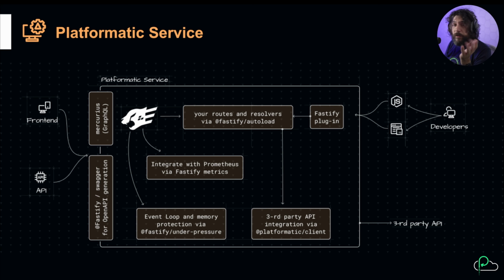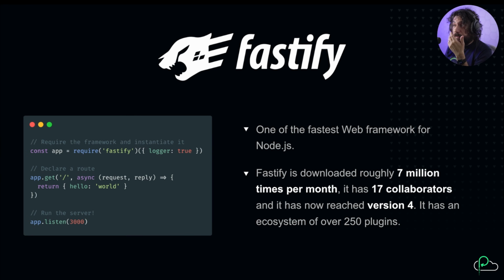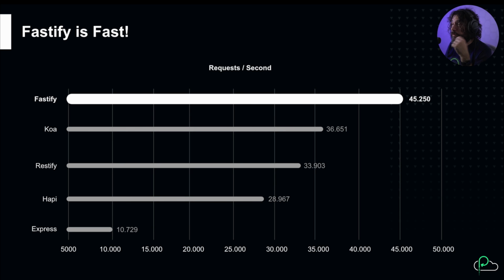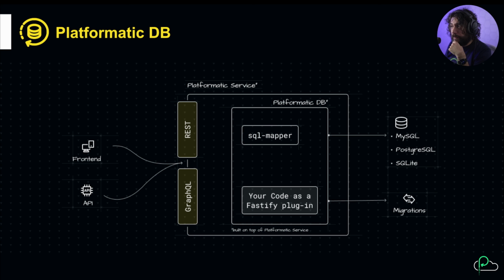But you know what Fastify is? Well, Fastify is probably one of the fastest web frameworks for Node. It's downloaded more or less 7 million times per month, with a lot of collaborators. Actually, it's a good community. We have version 4, but version 5 is in the works, coming out in July, and a lot of ecosystem. It has a great community, so if you are not using Fastify, you probably should make yourself a service. Yeah, it's fast. Like it's fast.